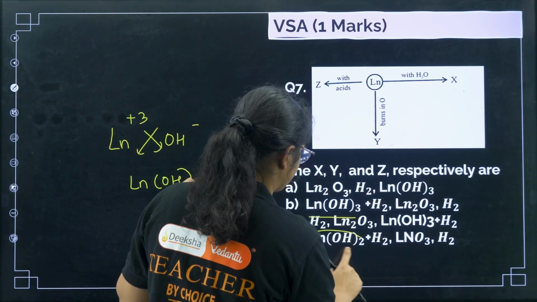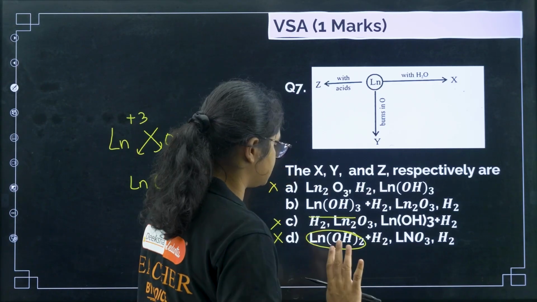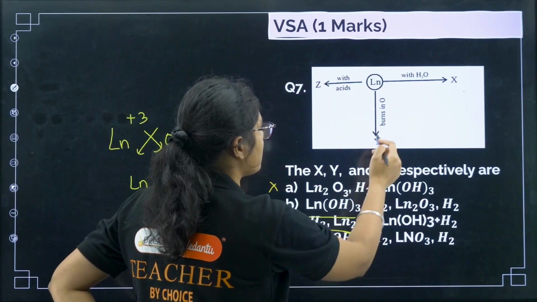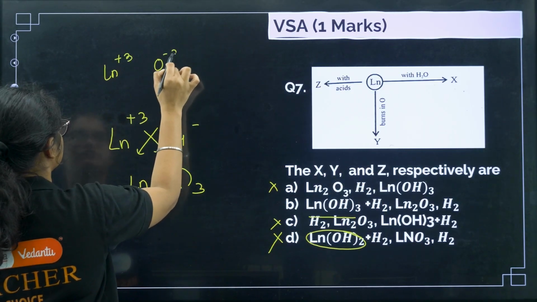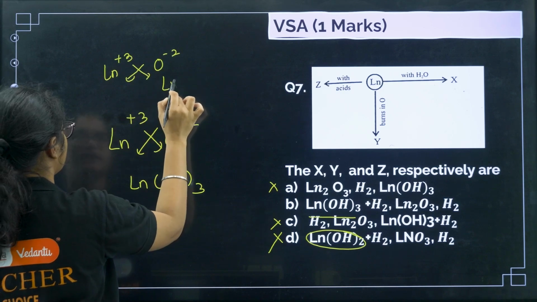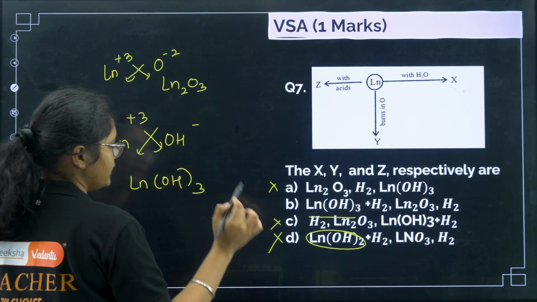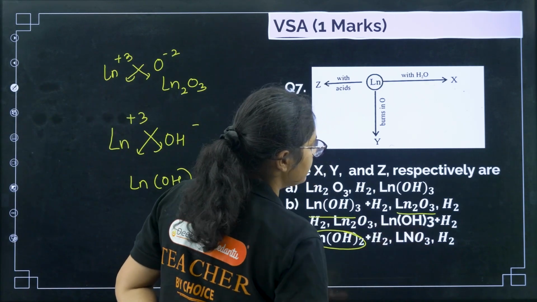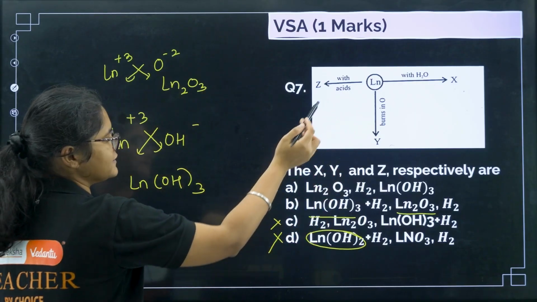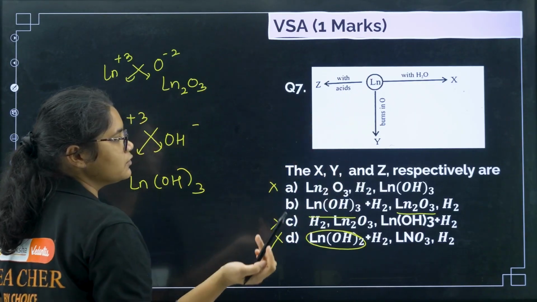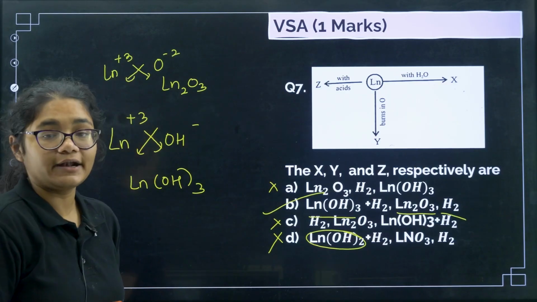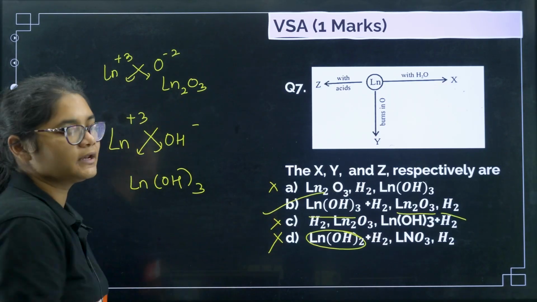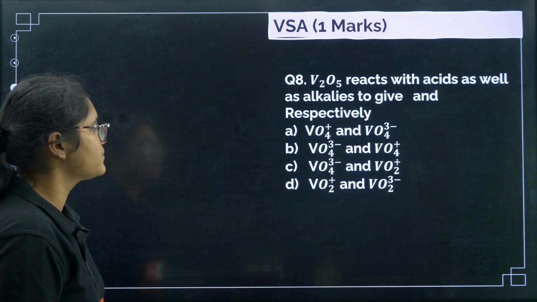Yeah, here also it is LnOHO3, so we can eliminate this one. Next, with oxygen, Ln is +3 and oxygen is -2, so we will get Ln2O3. And then reaction with acids: metals with acids will give you hydrogen gas, H2 gas. So option number B is the correct answer here. With only the first one you can find out or guess the answer.